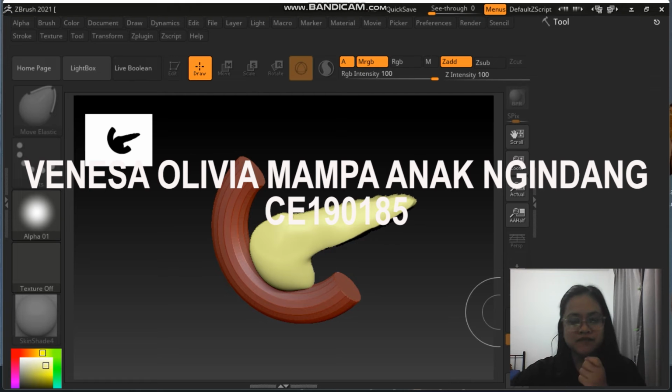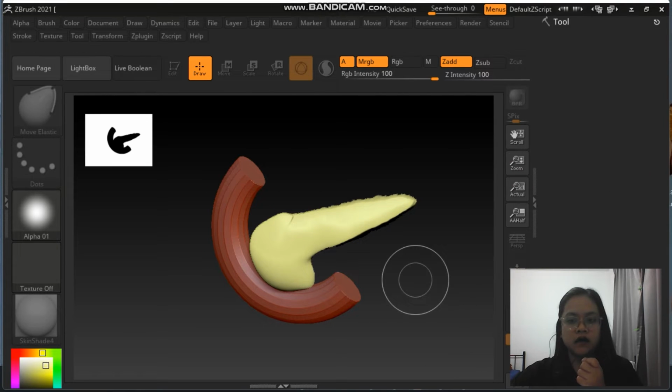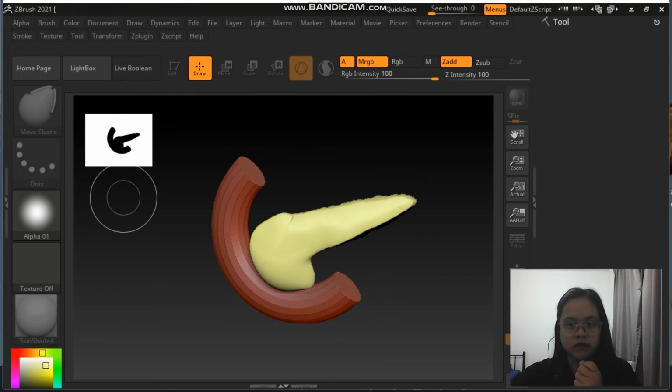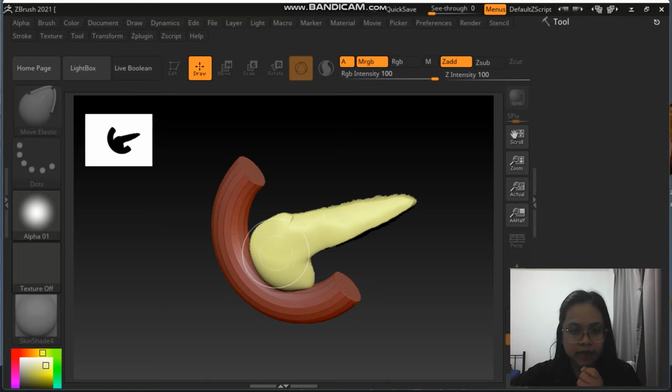Okay, my name is Vanessa Olivia Anak Ngindang. My matric number is CE19018. I chose the pancreas as the organ that I designed using ZBrush 2020 and 21 version. Okay, this is the head, neck, body and tail.